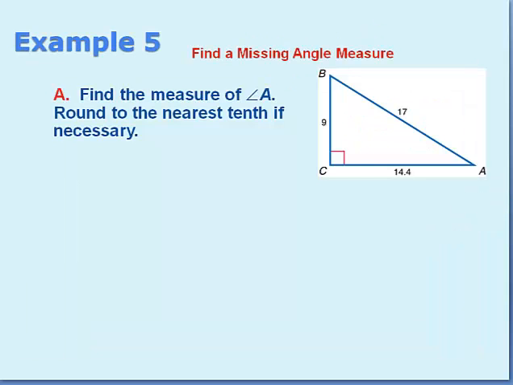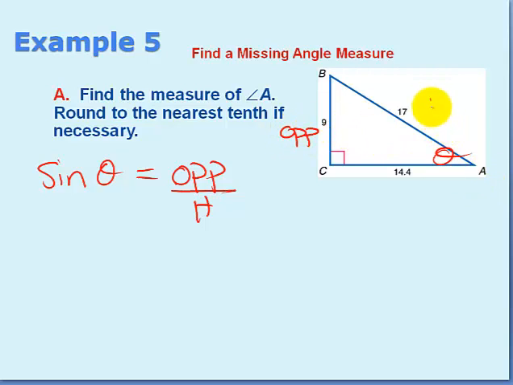Let's look at an actual problem. Find the measure of the angle A, so this is the angle that we're finding, round to the nearest tenth if necessary. They're actually giving us all three sides, so we can use sine, cosine, or tangent. So let's use sine. Sine theta is equal to opposite over hypotenuse. If this is my theta, which is my angle A, opposite is going to be my 9, my hypotenuse is going to be 17. So 9 over 17.